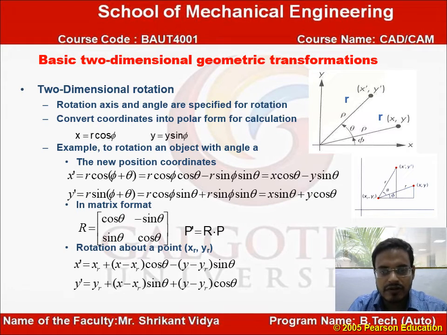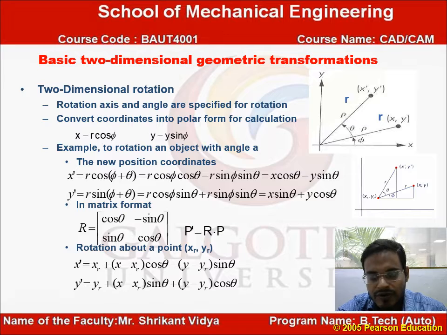You can see we convert Cartesian into polar form: x equals r cos phi, y equals r sin phi. For example, to rotate an object by an angle theta, the new position comes: x' equals r cos(phi plus theta), equals r cos phi cos theta minus r sin phi sin theta, equals x cos theta minus y sin theta. And y' equals r sin(phi plus theta), equals r cos phi sin theta plus r sin phi cos theta, equals x sin theta plus y cos theta.